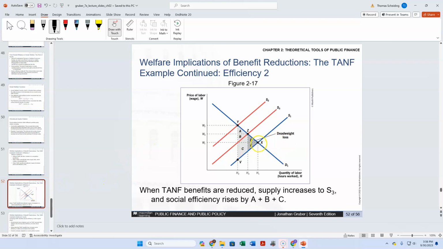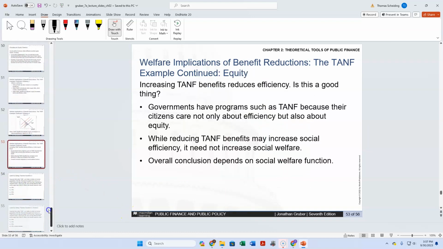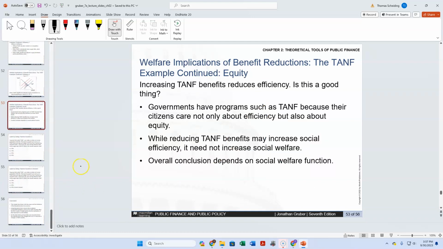And so that's what we can see here: the deadweight loss becomes smaller as the TANF benefits are reduced. As our last slide, that becomes part of our debate. From an efficiency perspective, providing TANF benefits is a bad thing. It creates a deadweight loss. We now have to justify it. Is it good that some individuals are able to consume some leisure?